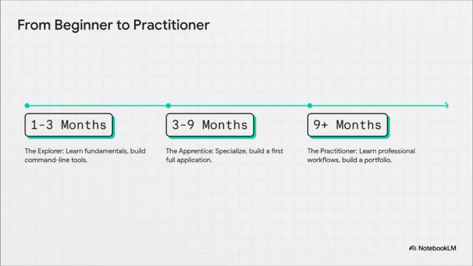So I like to break the journey down into 3 big stages. For the first few months, you're basically the explorer. You're just learning the fundamentals, building little things. Then you become the apprentice. This is where you start to specialize a bit, maybe build your very first real application. And finally, you become the practitioner. This is where you learn how the pros do it and build a real portfolio. Just remember, it's a marathon, not a sprint, but there is a clear path.